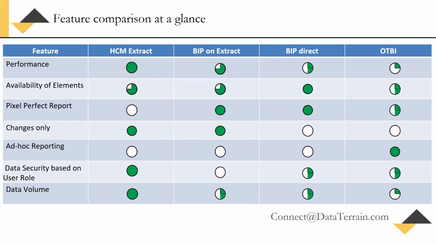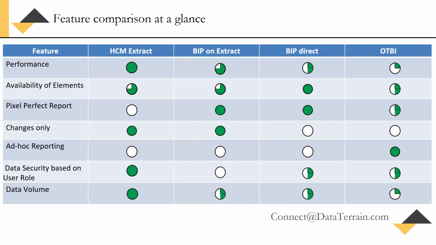So with the performance, first is HCM Extract. Once you create an HCM Extract, it will be stored as an XML. With that XML, you can develop the Excel report. You can upload the XML in Excel and view the report. And with that XML, we can create a BIP report. That's the second column, BIP on Extract.